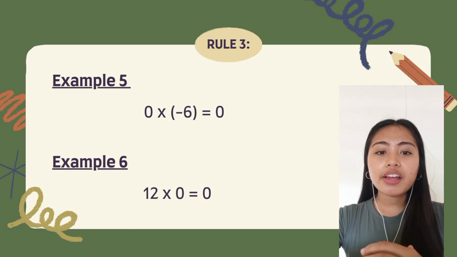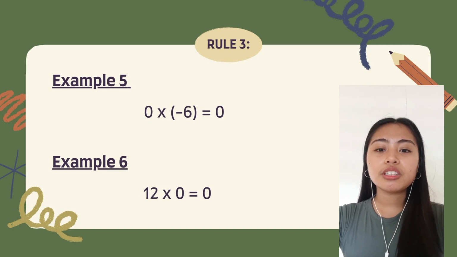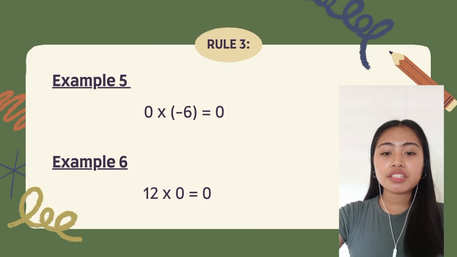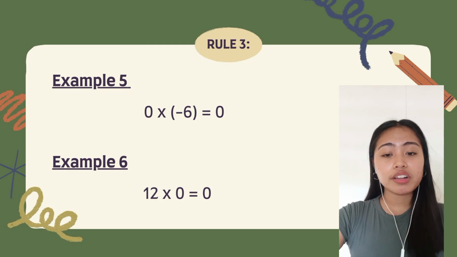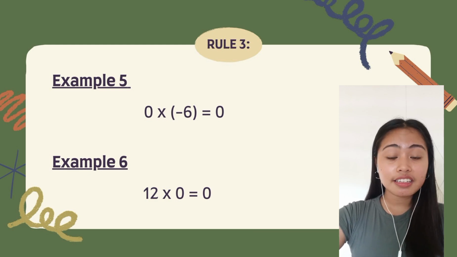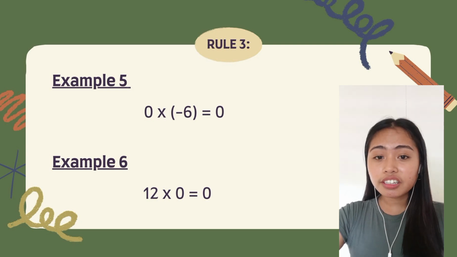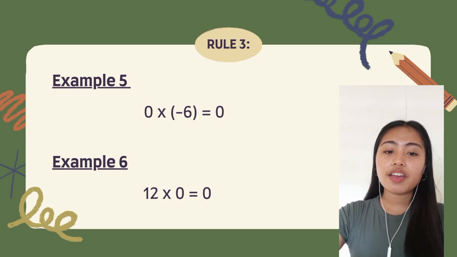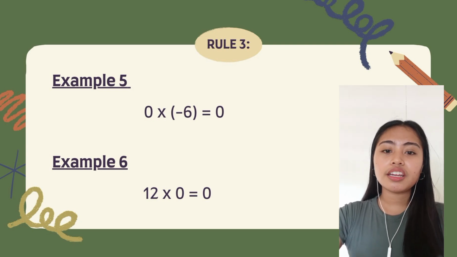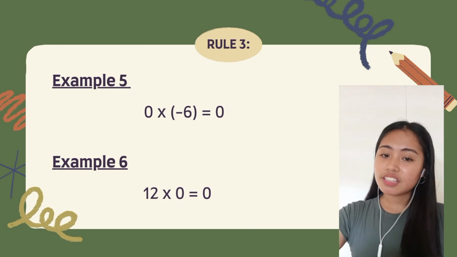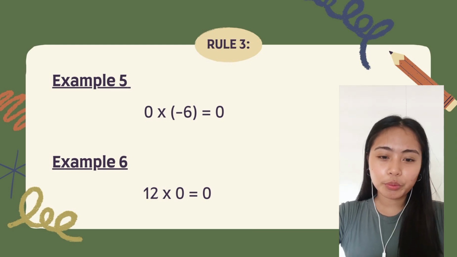So, to summarize our topic today, in multiplying integers, you have to follow those three rules. Rule number 1, the same sign multiplying together is equal to a positive, right? Rule number 2, different signs multiplied together are equal to negative. And lastly, rule number 3, any number, whether positive or negative, multiplied by a 0 is equal to 0.